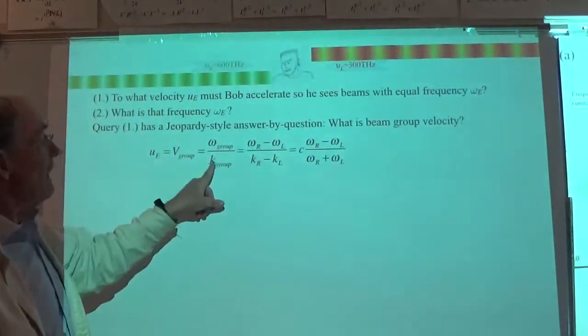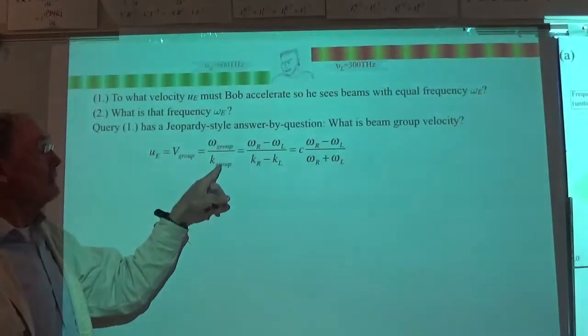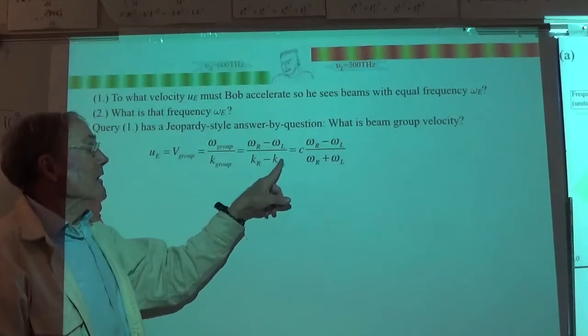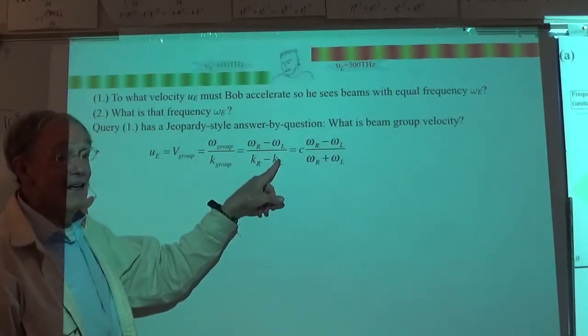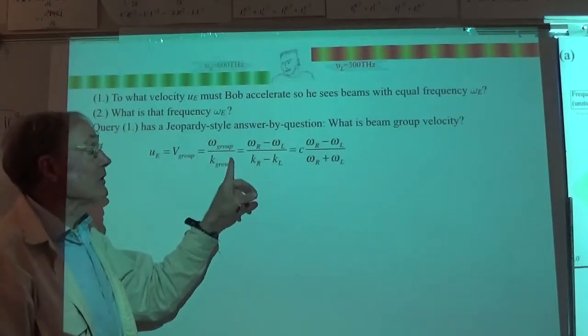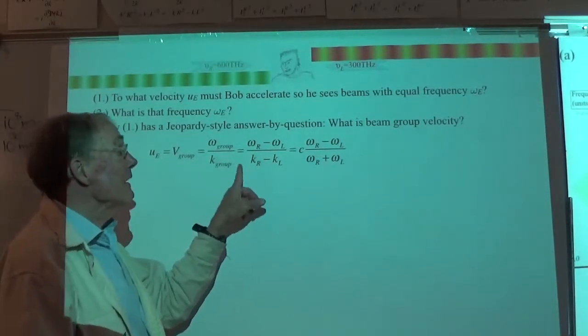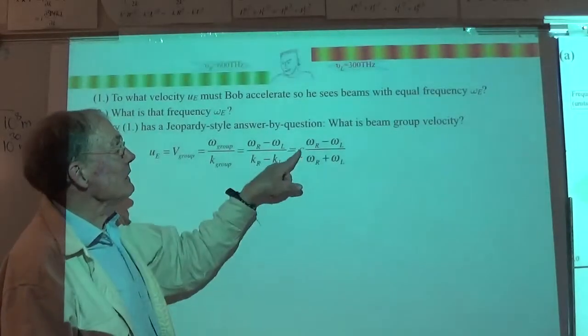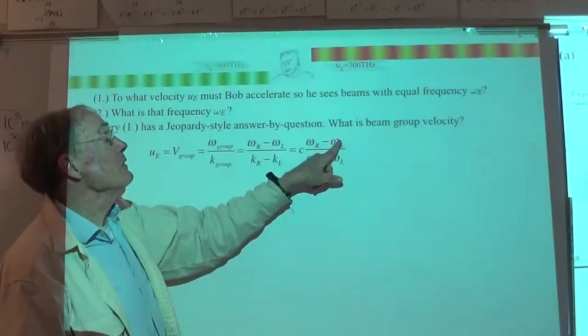And that's the group velocity, omega group over k group. So that's the difference over 2 divided by the difference over 2 of the k. Difference of frequency over difference of k. But the k's here are 1CWs, so they're related to omega by c. Omega equals ck. So I take the c here, and then I've got 2 omegas. So I've got a difference over a sum.